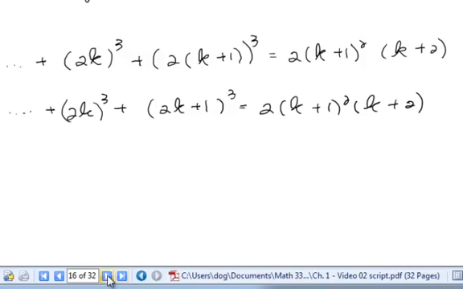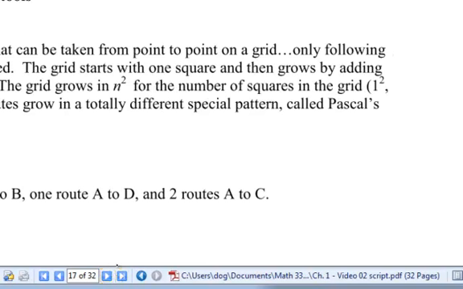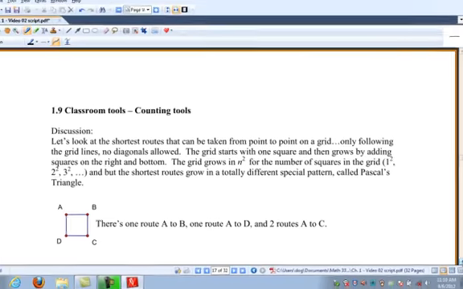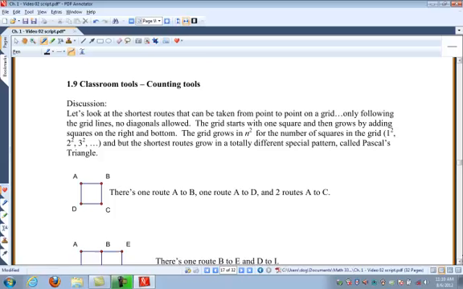All right, now let's get to our new section, next to the last section, 1.9, counting tools and how they apply. First off, let's start with a discussion of the shortest routes that can be taken from point to point on a grid. We're only going to follow the grid lines. We're never going to go across a grid, no diagonals.